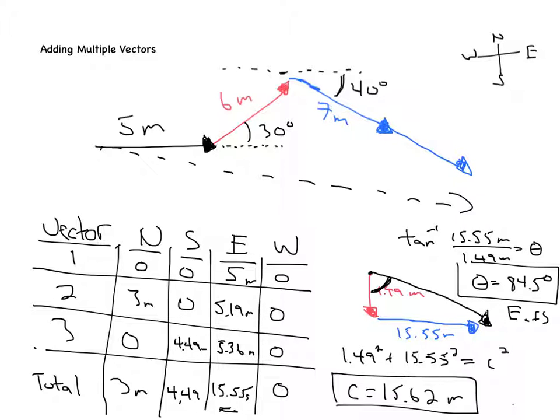Of course, it would be easier here if I draw on this triangle. This angle would be 5.5 degrees. That might be an easier angle, and that's 5.5 degrees south of east, but we could use either one as we saw in the last video. So our final answer, 15.62 meters, 84.5 degrees east of south, would be our resultant vector.